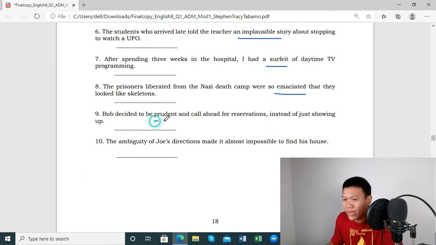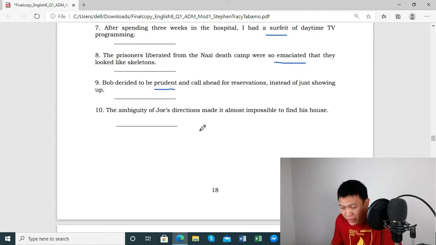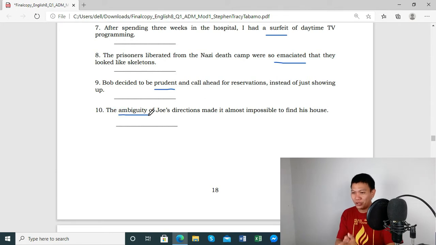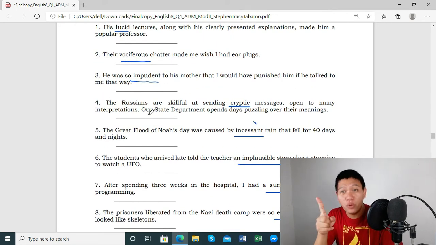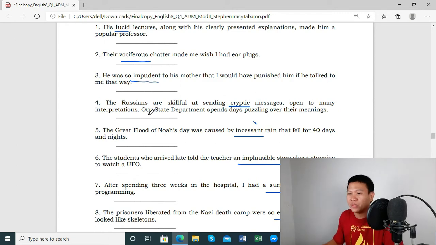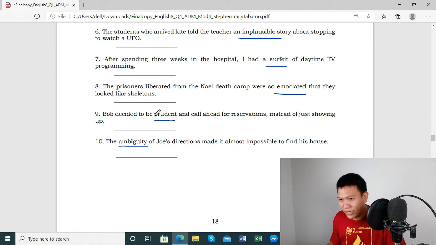So, prudent naman ang i-define ninyo. And number 10, the ambiguity of Joey's directions made it almost impossible to find his house. So, you are to identify the meaning of the word ambiguity. So, do you get it? In this activity, all you have to give is a word. One word for each number. You will provide a synonymous word for the underlined vocabularies. Clear? Okay, let's move forward.